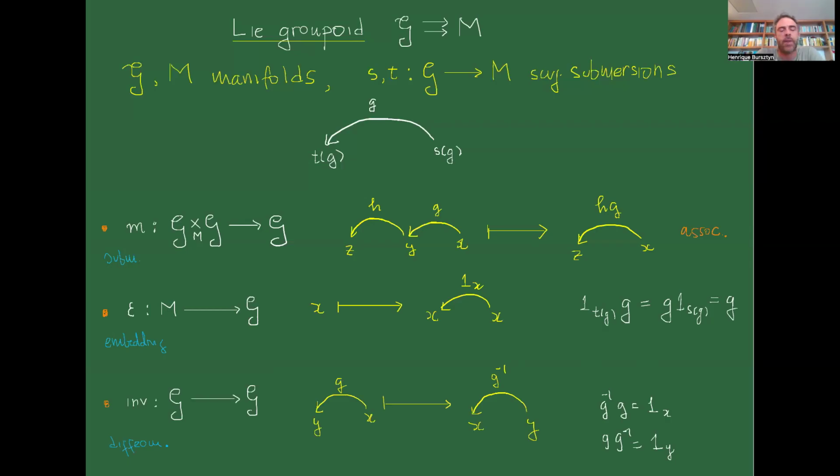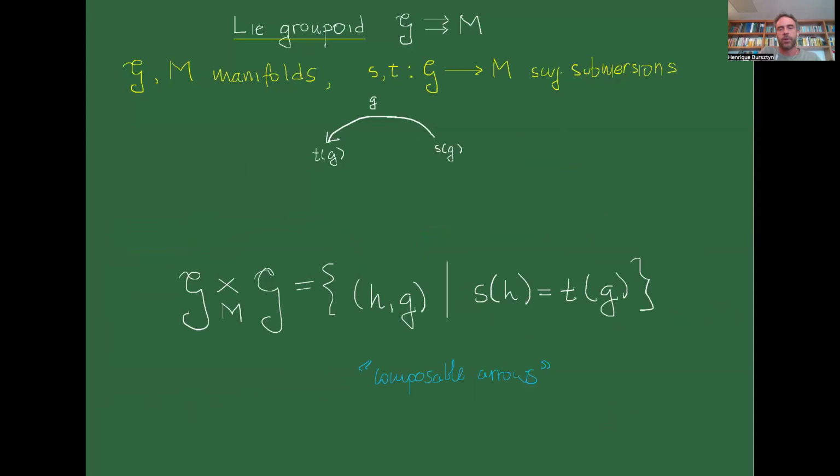And there is a third structural map here, which is the inversion, which has the property, basically, that the source and the target of the arrows are reversed. And when you compose an element with its inverse, you get the corresponding unit. Okay, the unit that makes sense. So these are the defining properties of a Lie groupoid. So a pair of manifolds, two surjective submersions that allow you to talk about a certain subset of the direct product, which I will call composable. On this subset, I have a multiplication, and then I have units and an inversion. So let's try to recognize this on this example.